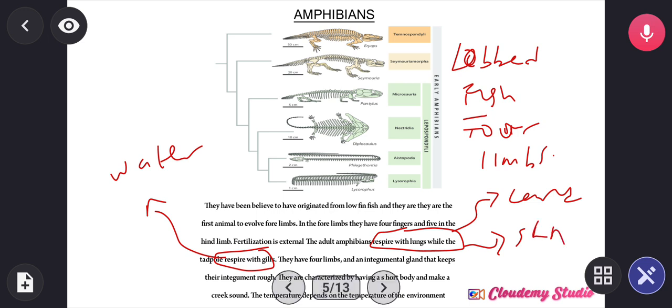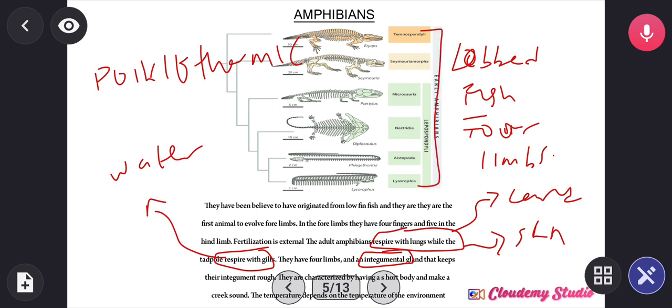Now, the skin is rough because they have something we call the integumental glands. It is the integumental glands that keep the skin rough, and they have a short body while they make a croak sound. Their temperature depends on the temperature of the environment, hence we can say they are what? They are poikilothermic animals or cold-blooded animals. And this image is showing the evolution of this group of animals, or the evolution of the early tetrapods.